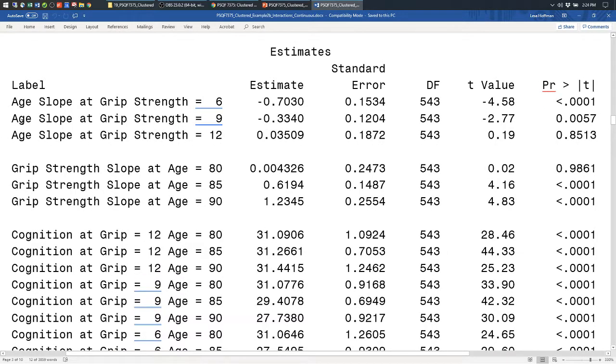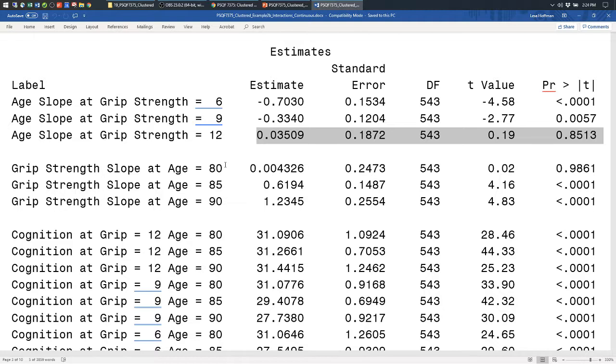So we can see each of these simple slopes. We could have calculated these ourselves based on the model coefficients, but what is harder to calculate without errors is the standard error and the p-value that goes with it. So we know, for instance, that age matters in people of average strength. That slope is significantly negative. But age does not seem to matter in people of above average strength. So at some point between 9 pounds and 12 pounds, this age slope becomes non-significant.